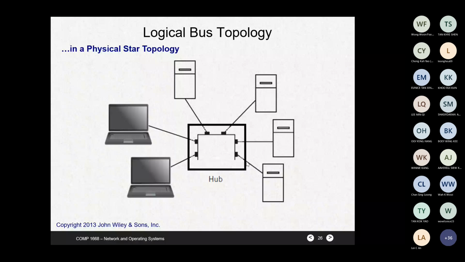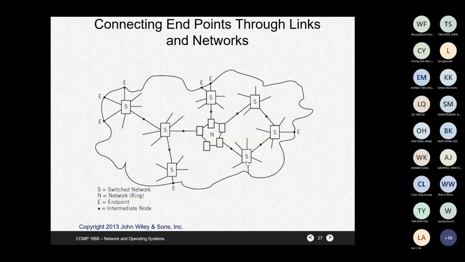Here is an example of a logical topology, which later we will implement as a physical star topology. Connecting endpoints through links and networks. I'm very sure you have done this kind of exercise, where you connect various local networks into one large network. You might end up using a number of switches and various types of topology to make the entire network work.